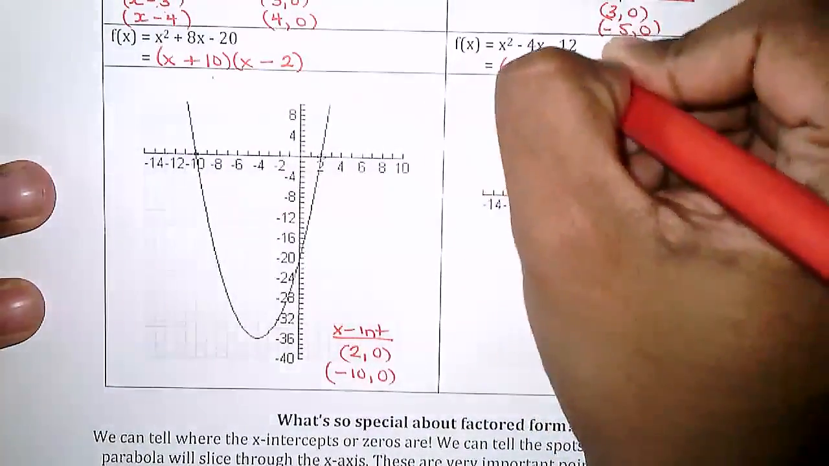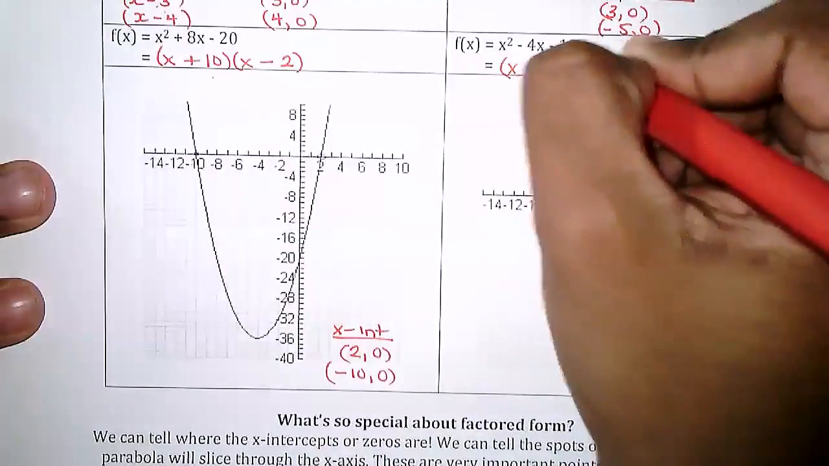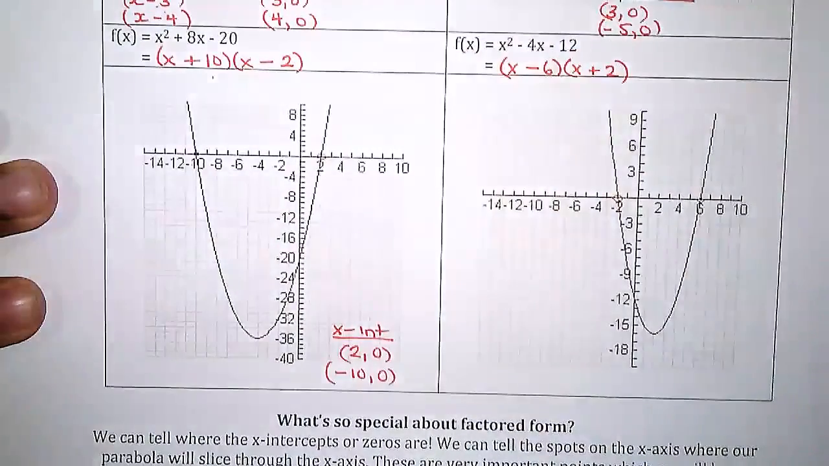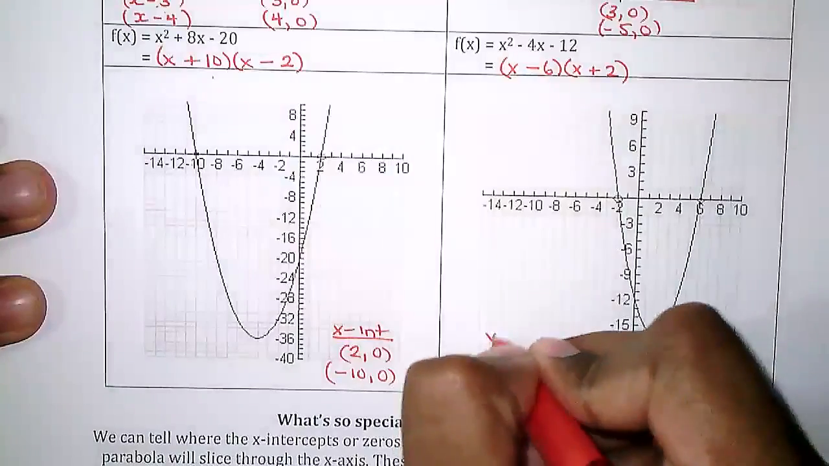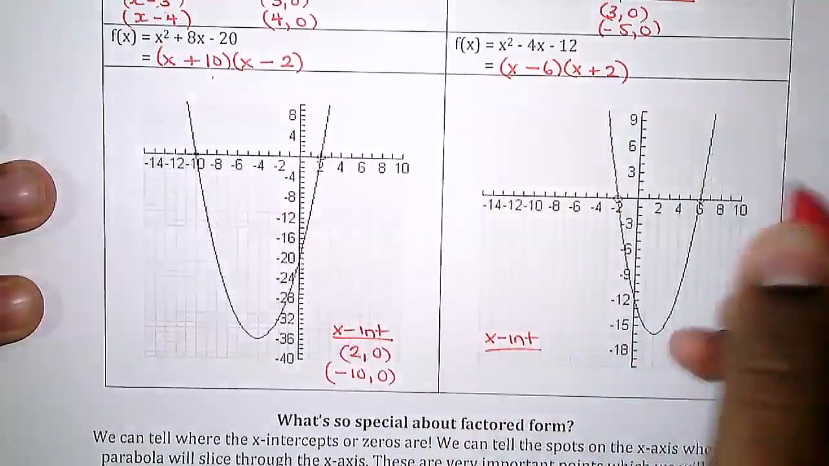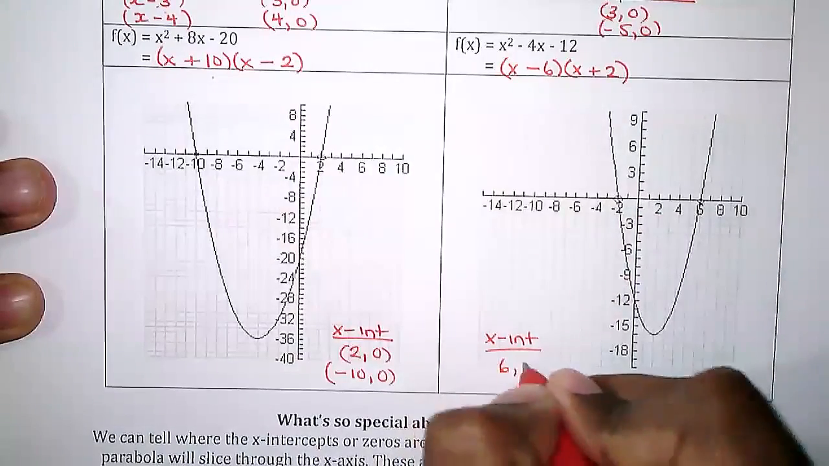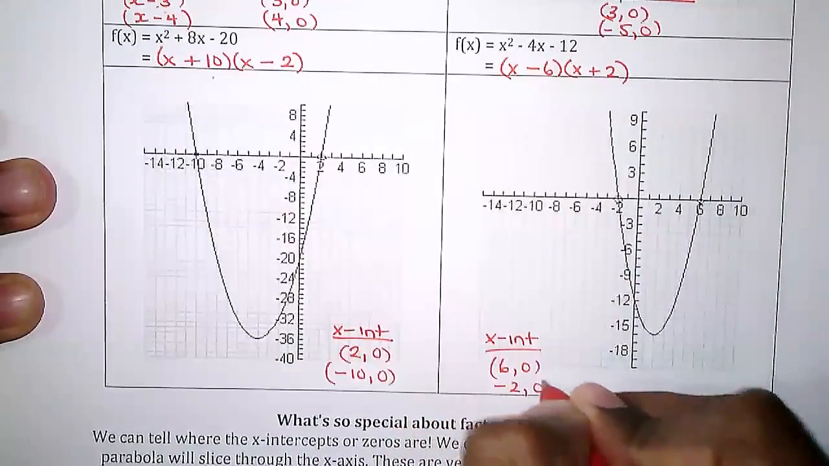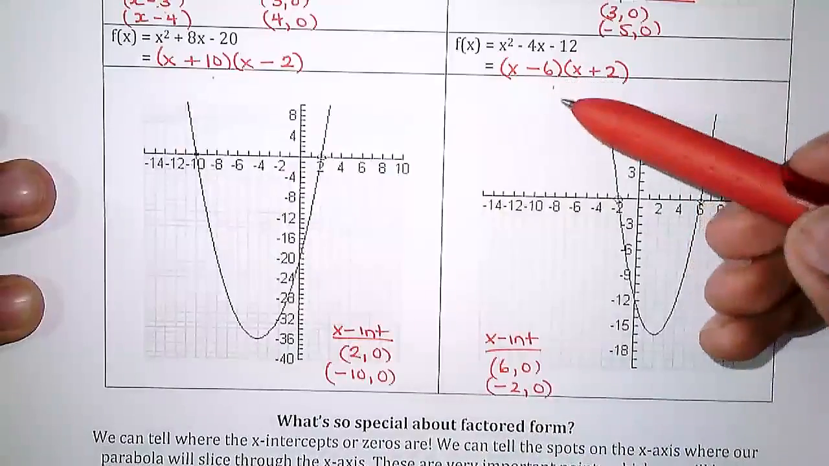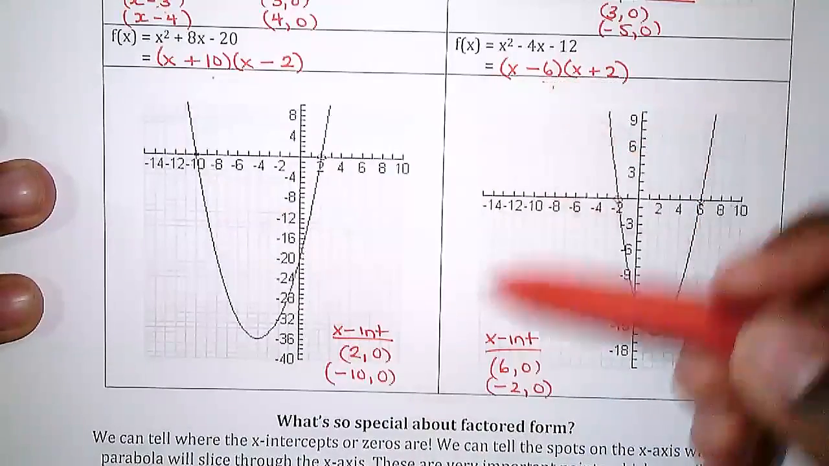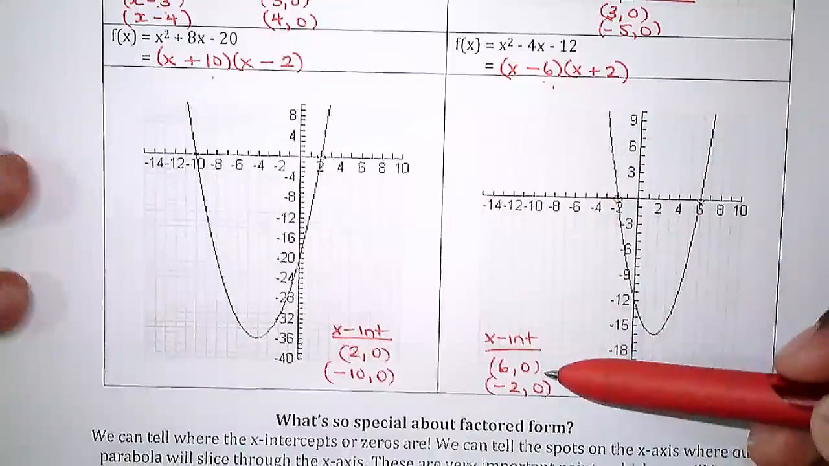And we have (x + 2)(x - 6), plus and minus. Again, when we look at the x-intercepts, we see there's one at (6, 0), and another one at (-2, 0). When we compare it, we see the same pattern. They're the opposites, -6, +6, and +2, -2.